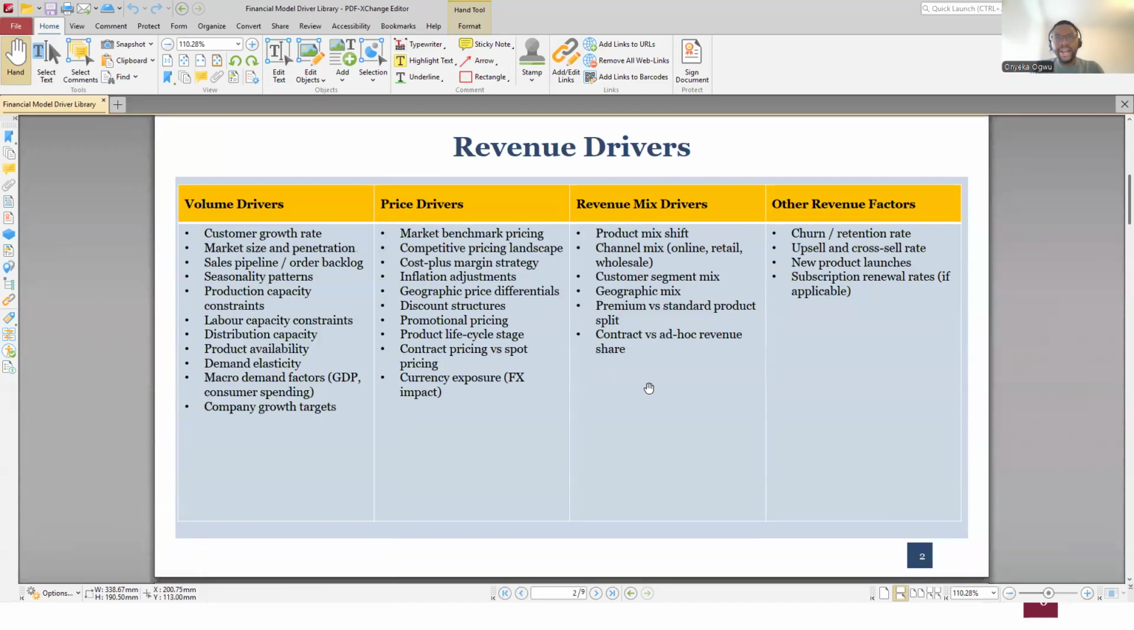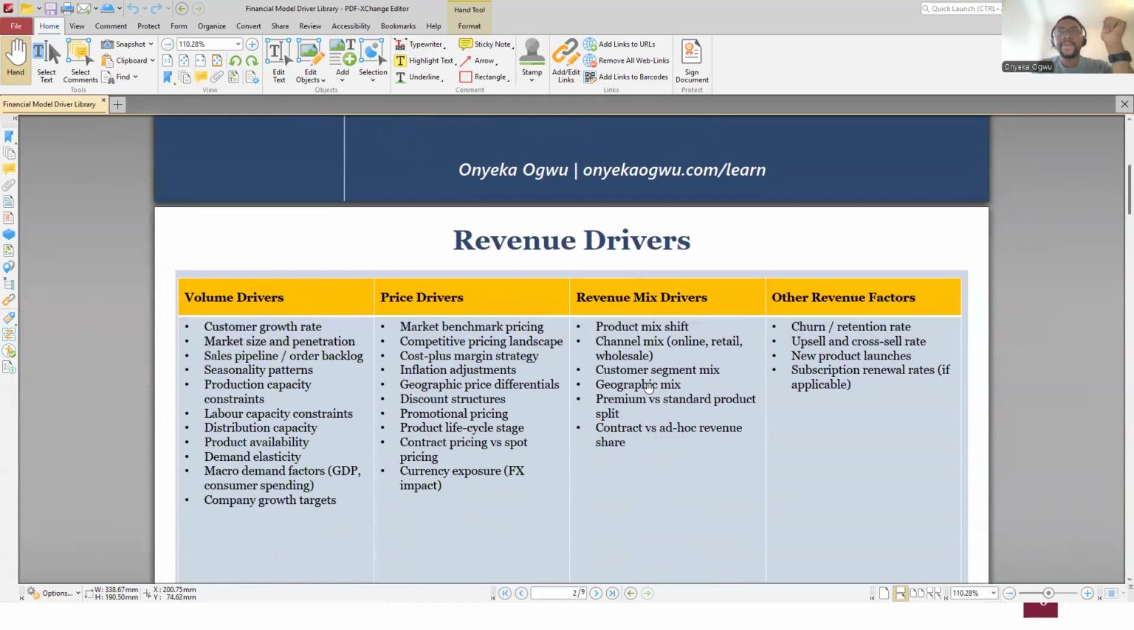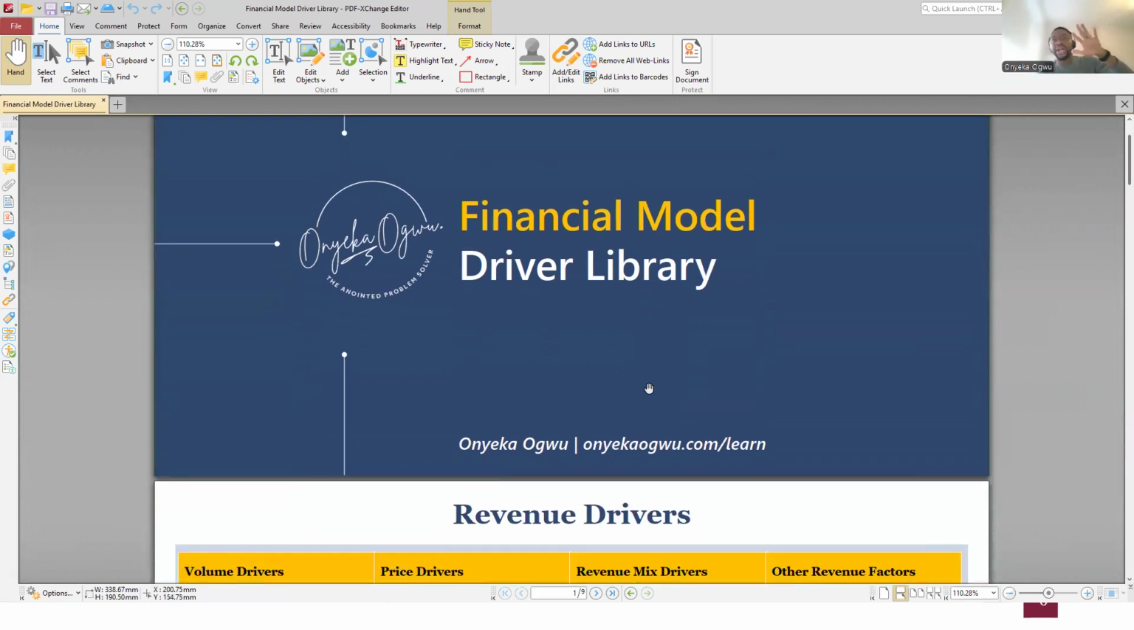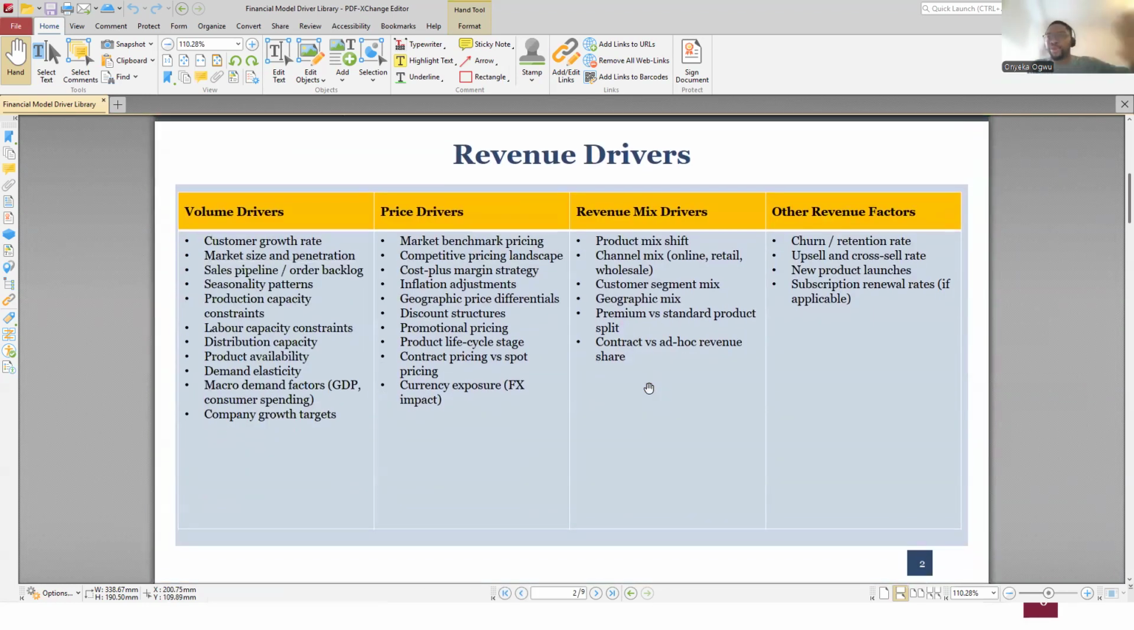So can you see my screen? Yes. I have this financial model driver, and before I start any project, this is what I open first, and we'll go through some of them. Because this is like a logbook. It shows me everything I need to consider.